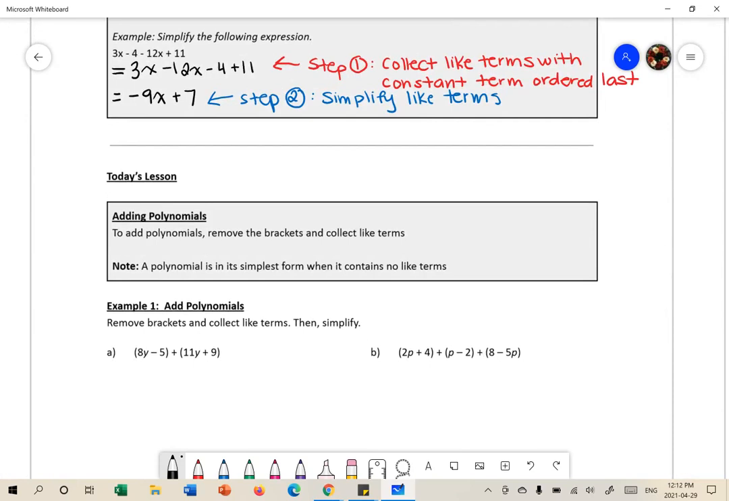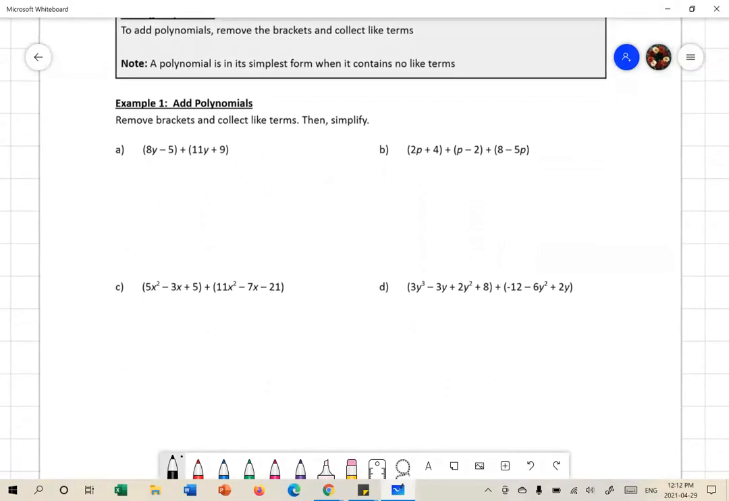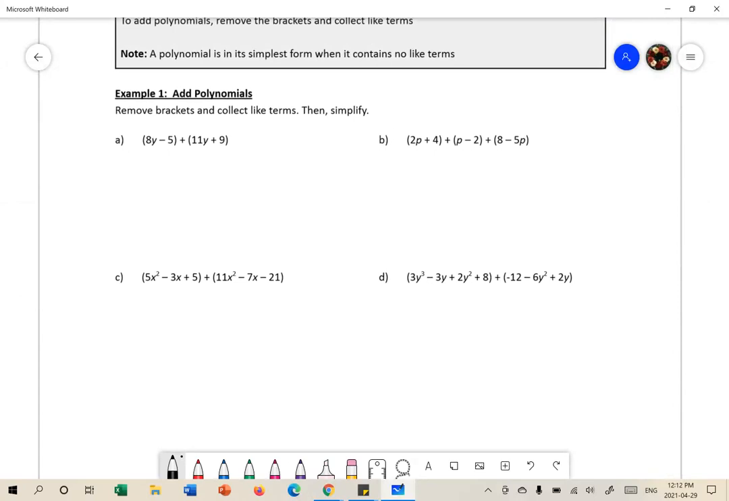Let's move on to today's lesson, adding polynomials. To add polynomials, remove the brackets and collect like terms. A polynomial is in its simplest form when it contains no like terms. We're going to practice adding polynomials. So the polynomials are inside brackets right now, and so we need to expand out of the brackets by removing the brackets.